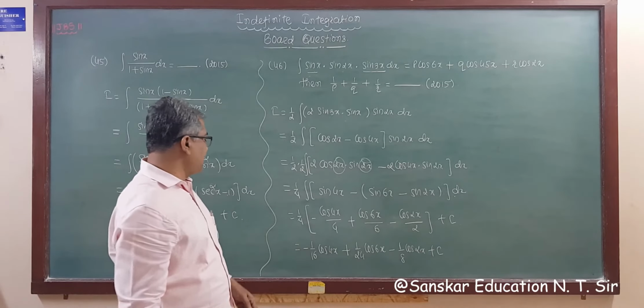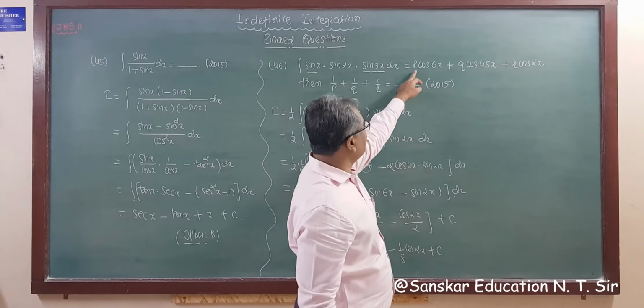Now comparing with this, cos 6x has p. So what is p?